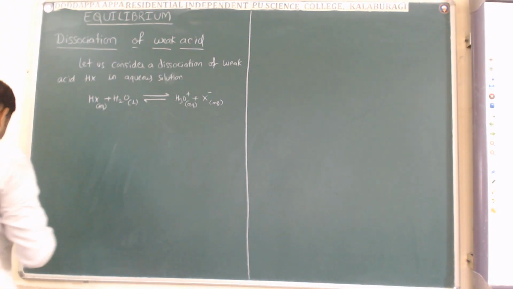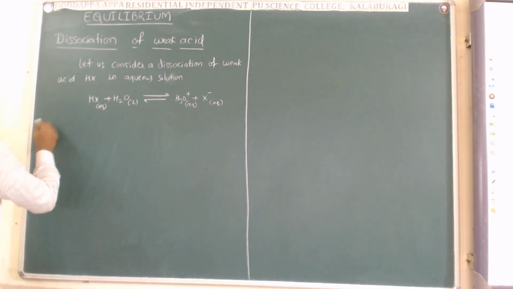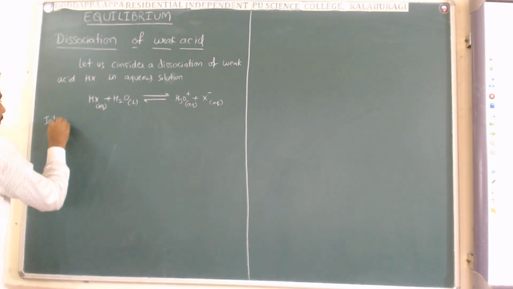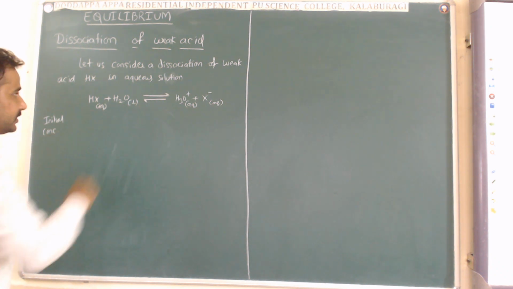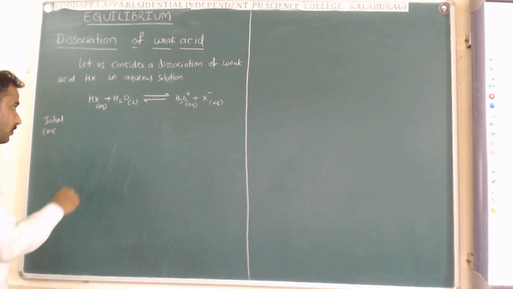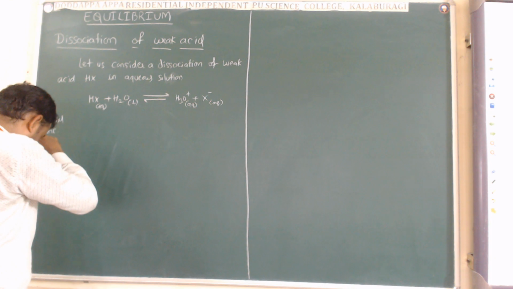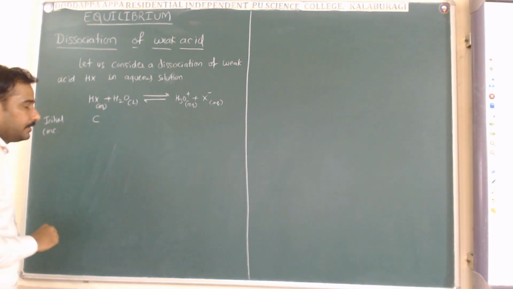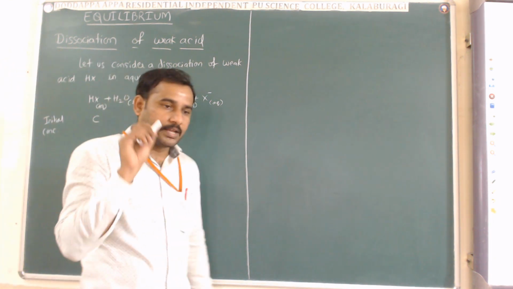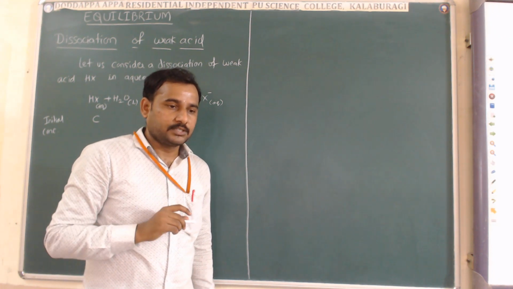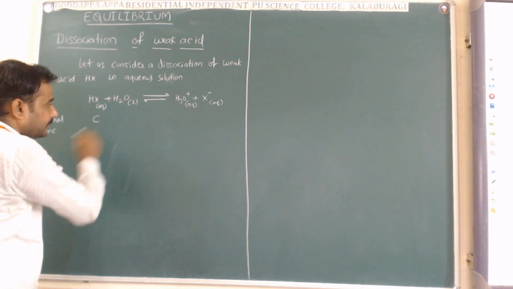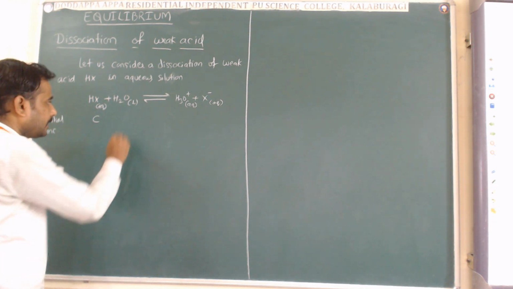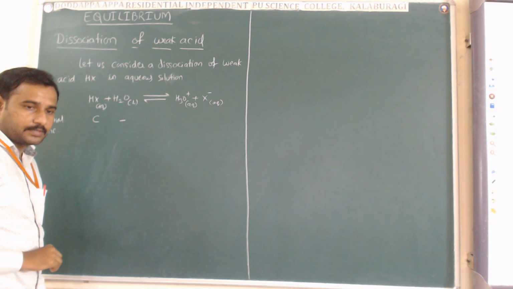So here we are writing the initial concentration. For the reactant, the weak acid, you have to consider the initial concentration as C. In the case of H2O, you don't take care of it, since it is in a large quantity, so you leave that one.